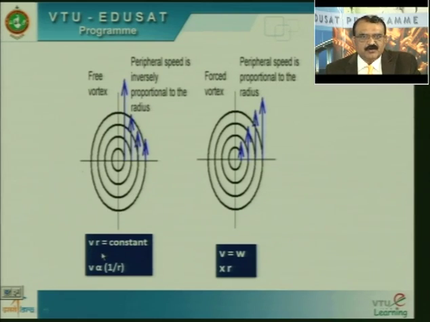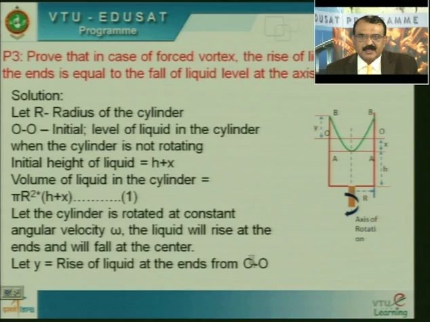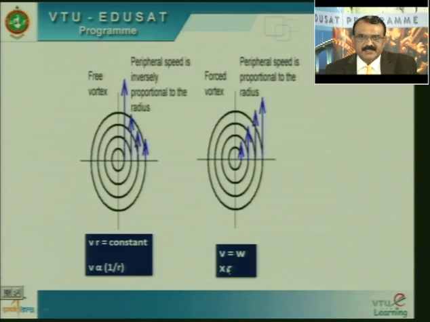Now look at this. VR is equal to constant. This we showed in the last class. Now V is proportional to 1 over R. This is the relation between velocity and radius in case of a free vortex, and in case of a forced vortex, V is equal to omega into R. So tangential velocity is equal to angular velocity into R. Kindly note this and this are the same, so V is equal to omega into R.